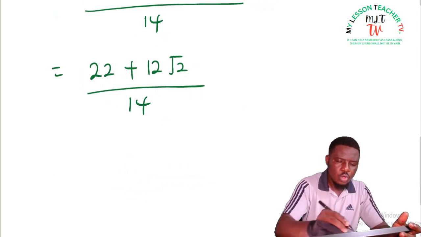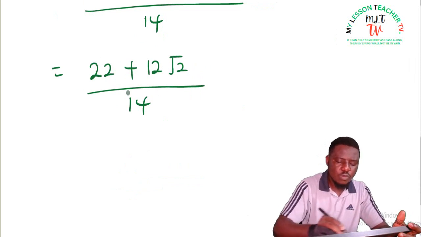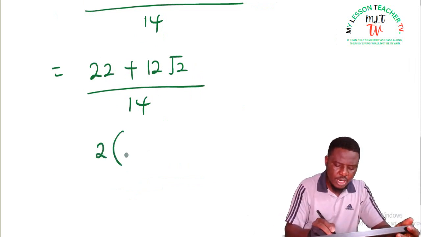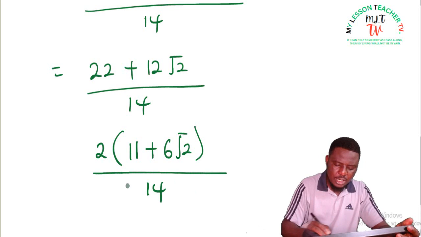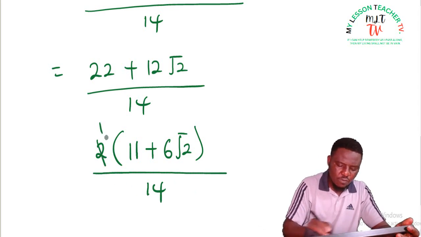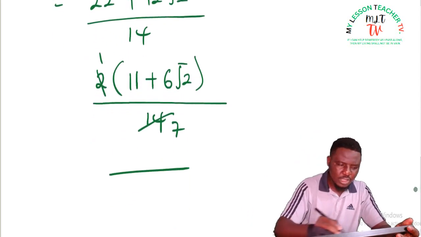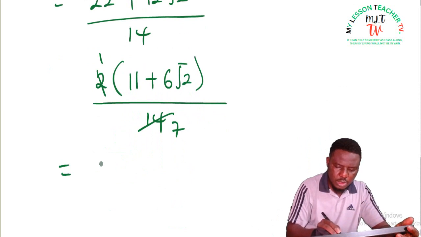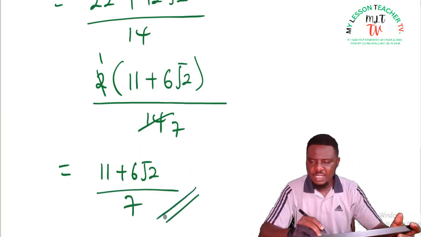Looking at the numerator, you agree with me that there's a factor that is common, which is 2. So I'm going to factorize out 2 from that expression. That is 2 into bracket. When you factorize out 2 from 22, you have 11, plus factorize out 2 from 12 root 2 gives you 6 root 2, into bracket 14. And you agree with me that 2 is a factor of itself and 14. So 2 into itself is 1. 2 into 14 is 7 times. This is equal to 11 plus 6 root 2 divided by 7. For nothing else can simplify this further.